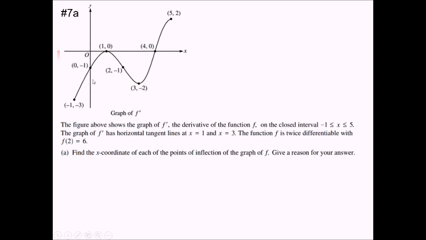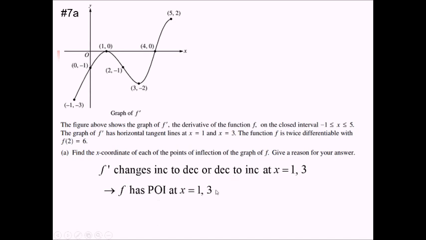We see that f prime, which is graphed here, changes from increasing to decreasing at x equals 1, and from decreasing to increasing at x equals 3. So at 1 and 3 we have these direction reversals, which proves that f has points of inflection at both of those x values.